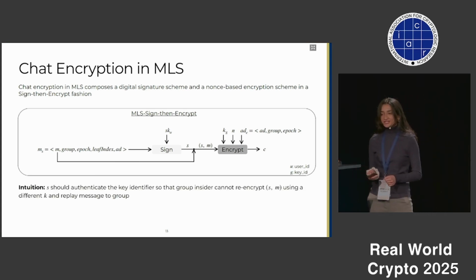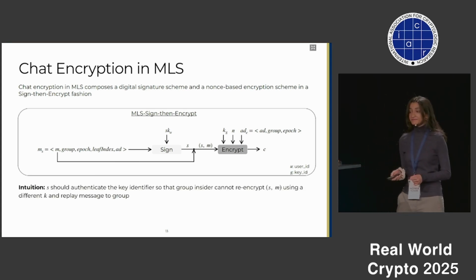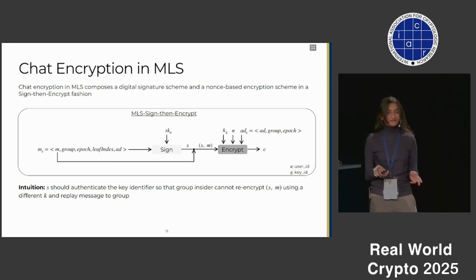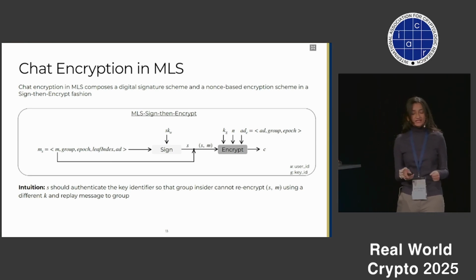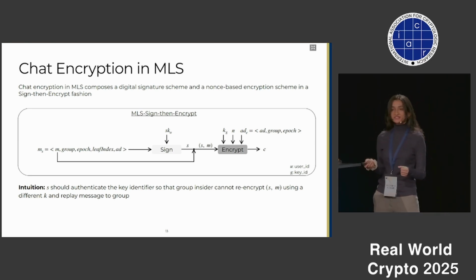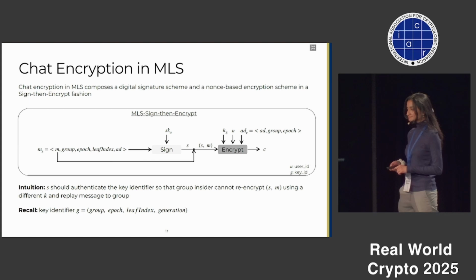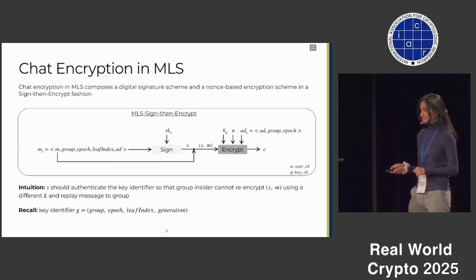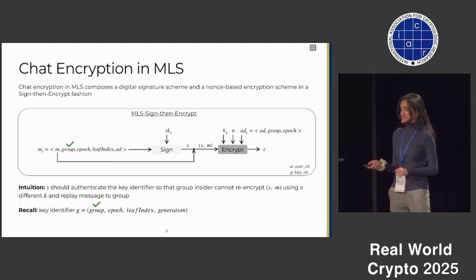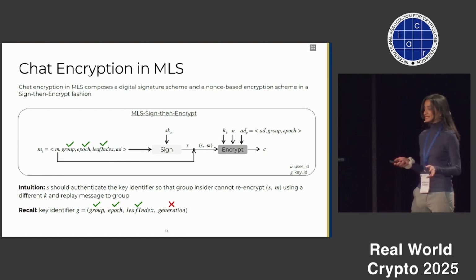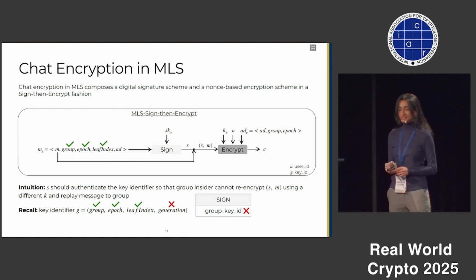Ideally, we want the signature to authenticate the key identifier of the encryption key so that an insider cannot re-encrypt the message with another key and replay it to the group. If we look at the group key identifier and what the signature authenticates, we see that the signature authenticates the group, the epoch, and the leaf index, but it does not authenticate the generation, which means that it does not entirely authenticate the group key identifier.